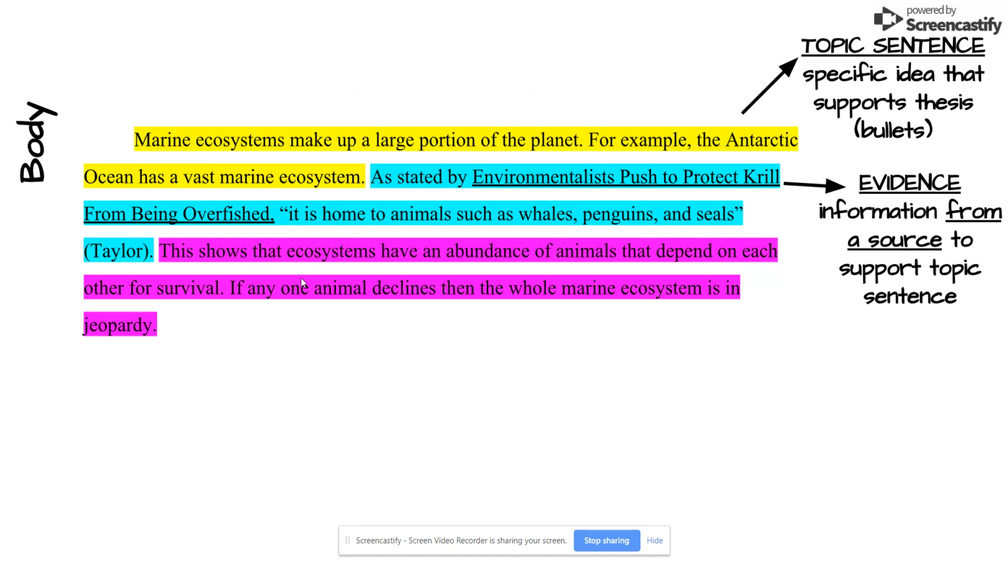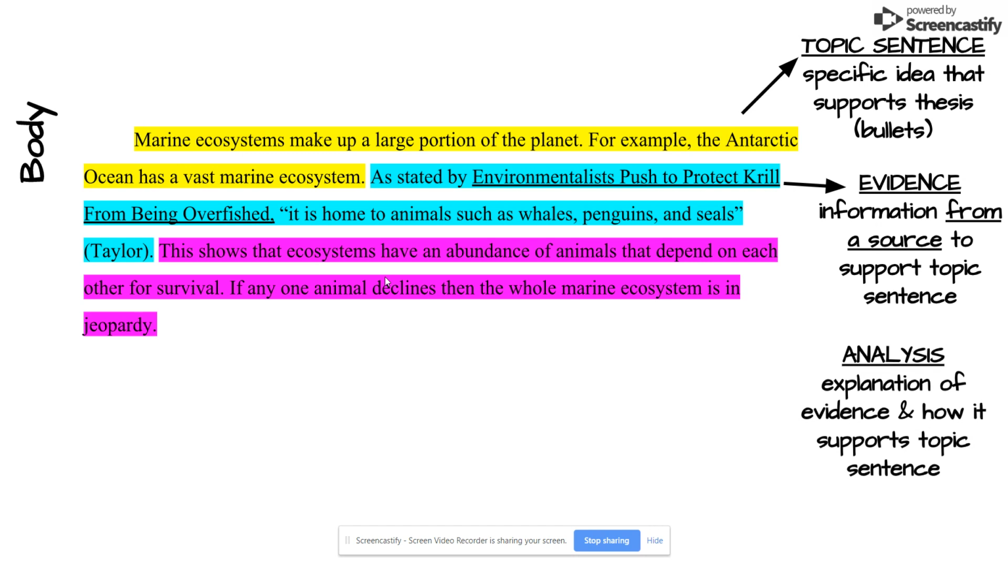And this last portion, these last couple of sentences in the body paragraph, this is your analysis. This is where you do the real teaching, right? You're organizing the beginning of the paragraph with the topic sentence and the evidence. Then you're going to really explain, so what? What is important about the evidence that you included?